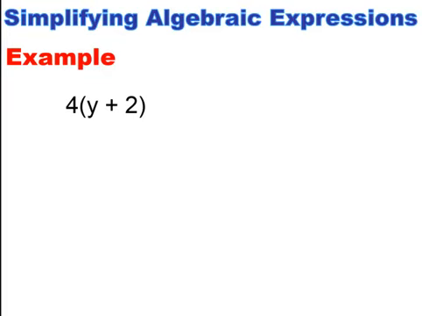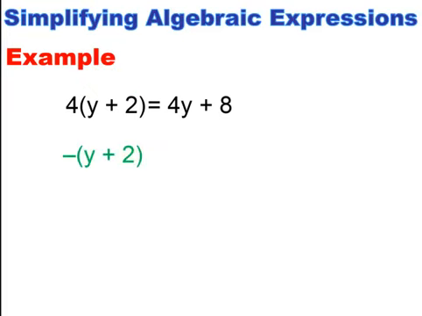We want to simplify, and in order to simplify, we need to remove the parentheses. And because what's inside the parentheses is an algebraic expression, you can't combine it. So all you can do to simplify is take that number on the outside and multiply it to everything inside. So we have 4 times y, which is going to give us 4y, and then we have 4 times a positive 2, so it's going to end up being plus 8.